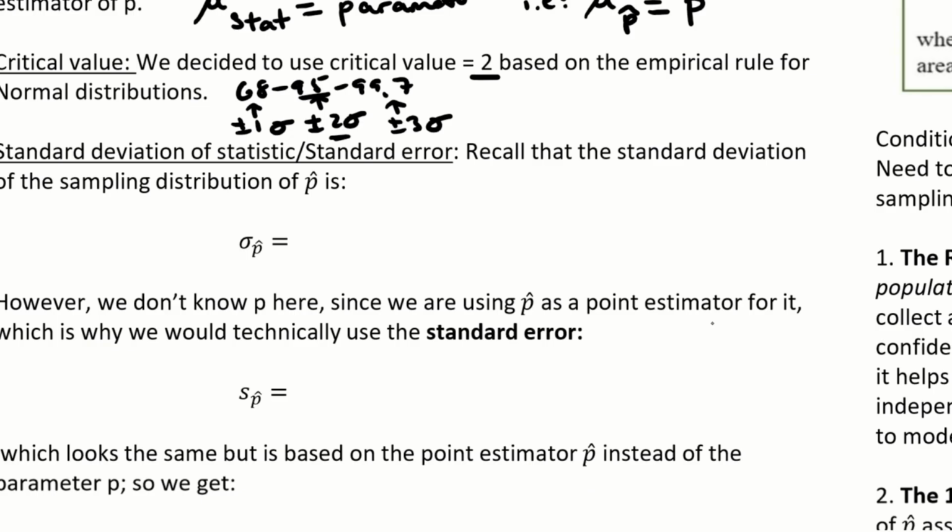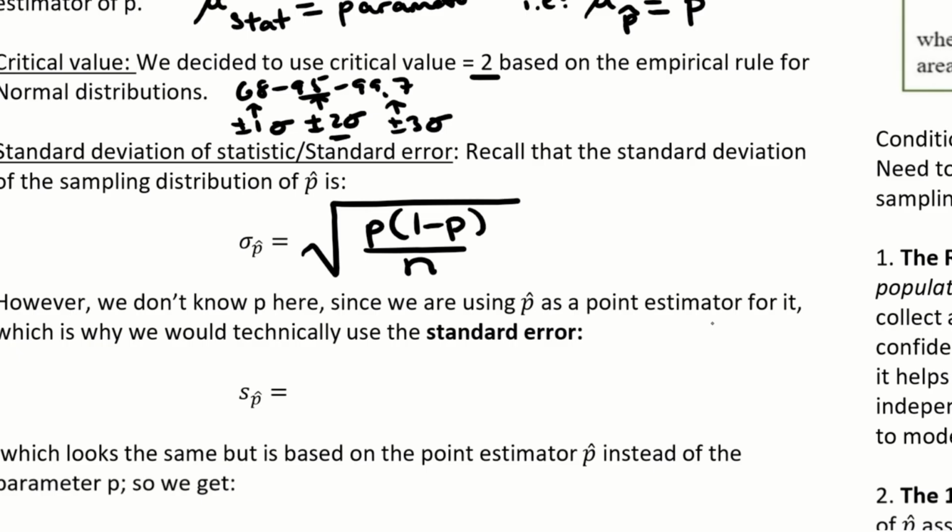And then the standard deviation of the statistic, also known as the standard error. So we're going to define what the standard error is here. Remember that the standard deviation of the sampling distribution of p hat is sigma p hat. And from chapter 7, we calculated that by doing the square root of p times 1 minus p over n. However, we don't know p because we're trying to estimate p using the confidence interval. So obviously we can't use p. Therefore we have to use p hat instead of p.